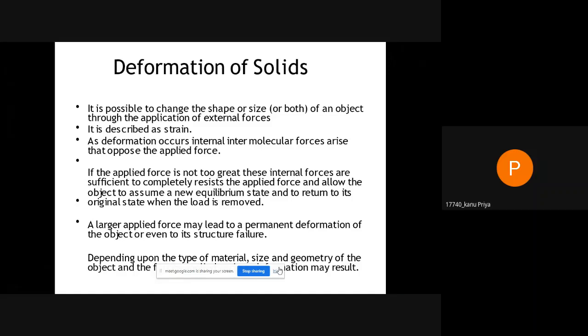If the applied force is not too great, these internal forces are sufficient to completely resist the applied forces and allow the object to resume a new equilibrium state and to return to its original state when the load is removed. A large applied force may lead to a permanent deformation of the object or even its structural failure. Depending upon the type of material, size, and geometry of the object, and the force applied, various deformations may result.